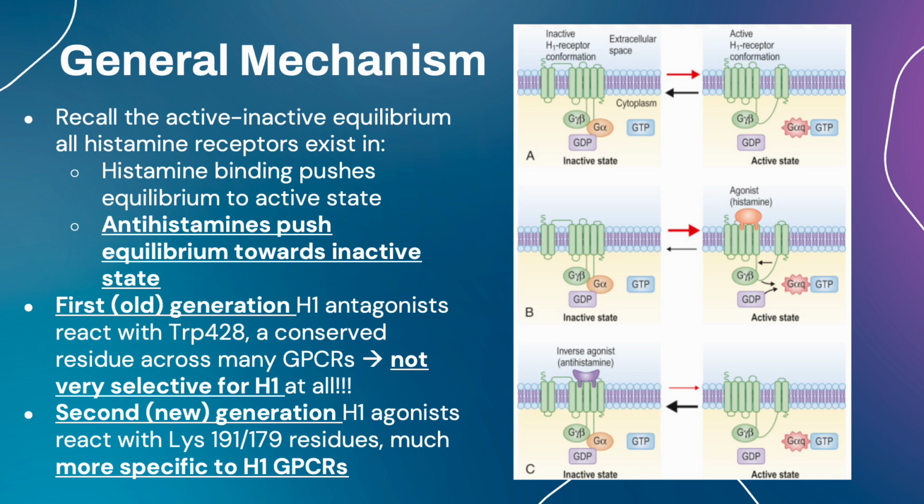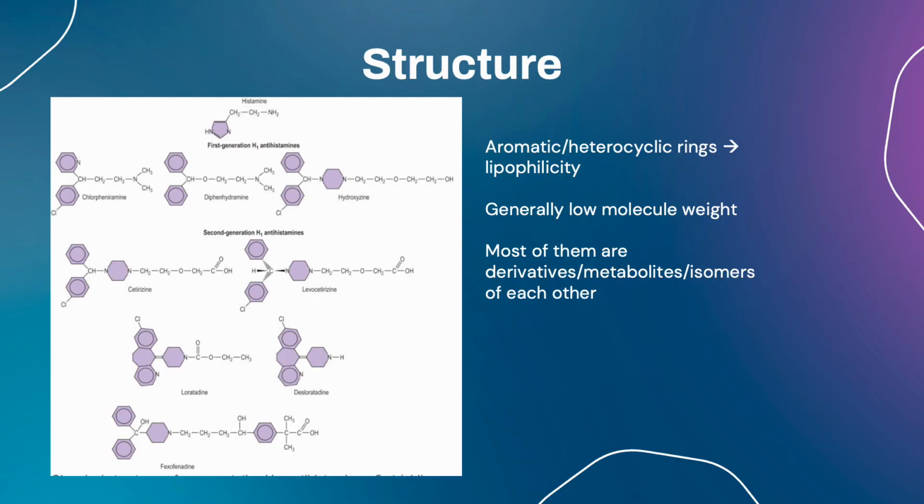Now compare this to the second generation ones. These are a lot more specific to H1 GPCRs because instead of reacting with the tryptophan residue, they target lysine residues, specifically lysines 191 and 179. This gives them way more specificity and allows them to cut down a lot of those side effects by not interacting with other GPCRs that they're not intended to.